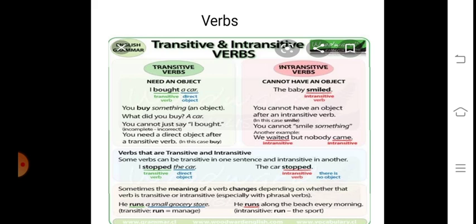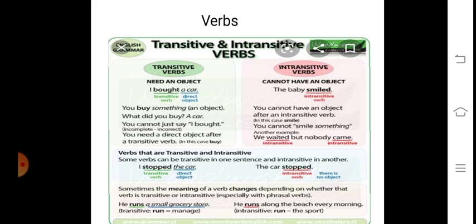Another example. We laughed loudly. So no need of an object. No receiver is required over here. The verb laugh in this sentence does not have an object. Laugh, then walk, cry are intransitive verbs. But children, some verbs can be transitive or intransitive.